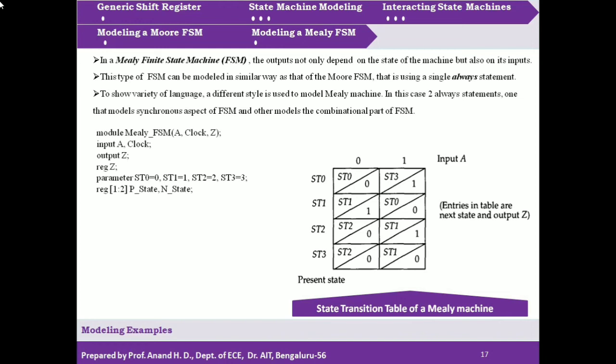So we will be starting with the keyword module. Then we have module name Mealy FSM, and IO list includes A, clock and Z, where A and clock are our inputs and Z is the output. And we have parameter ST0, ST1, ST2, ST3, which represents the 4 states of the Mealy machine which we are modeling. Then we have 2 more variables of type vector of size 2 bits, P_state and N_state, for holding the present state information and next state information.